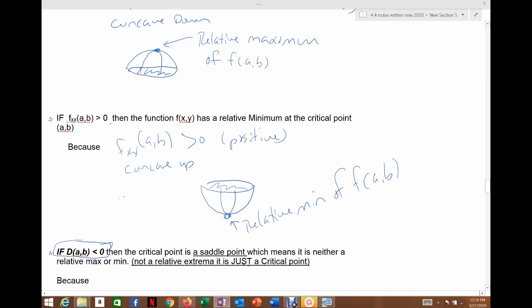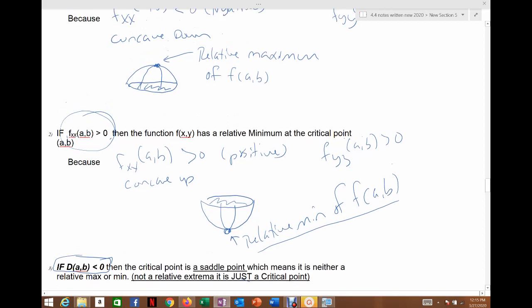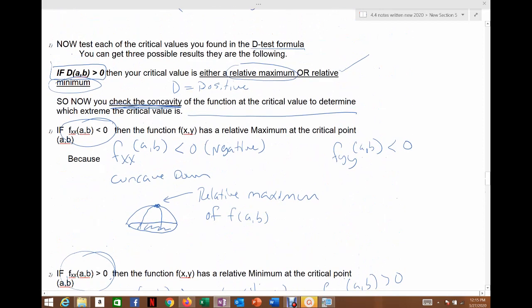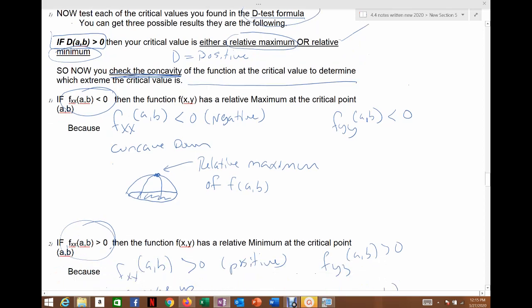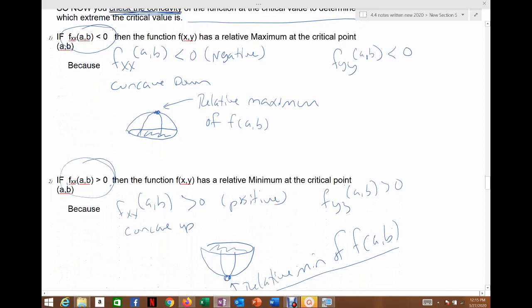Same thing would be true. Again, we standardize it as f sub xx, but if I plug it into my f sub yy, it should also come out positive. Because again, the D-test was saying they were moving in the same concavity direction. Both of them are concave up in this case, and therefore, since they're both concave up in both directions, the whole thing's concave up, ergo minimum. Alright, so that's if the D-test comes out positive. I plugged it into my D formula, it came out positive, then I check concavity: concave up, concave down.